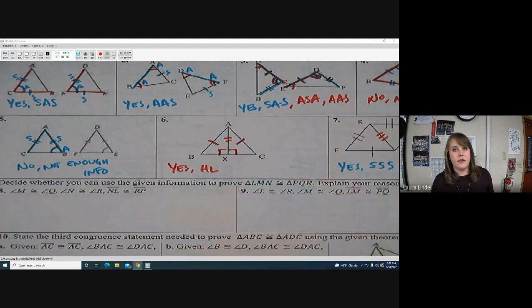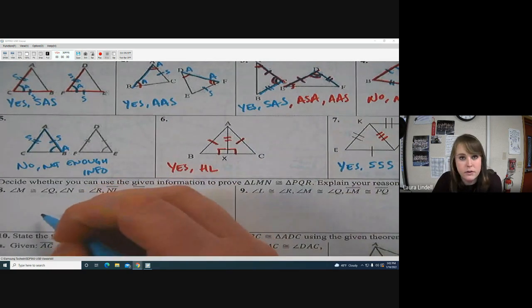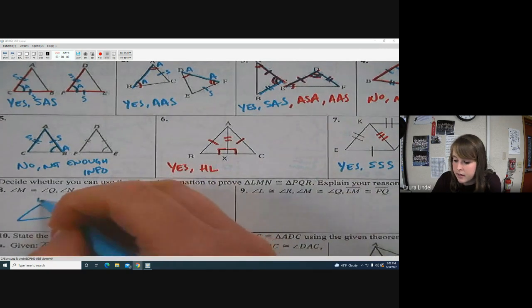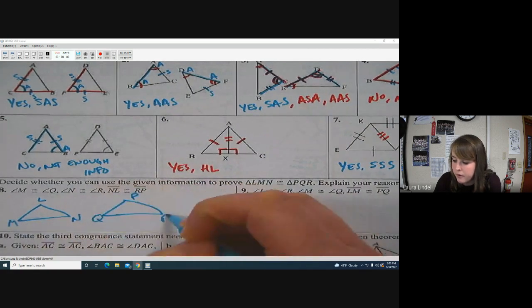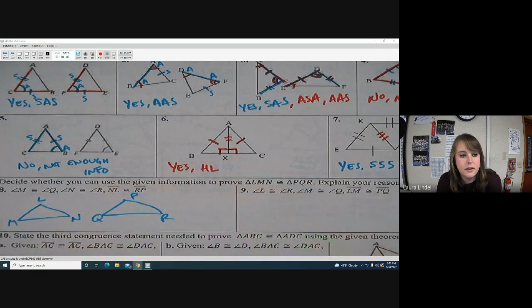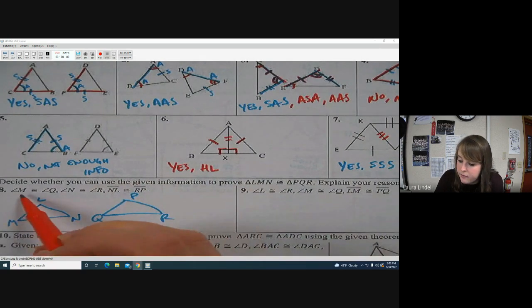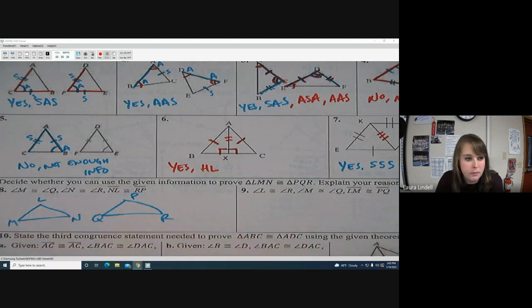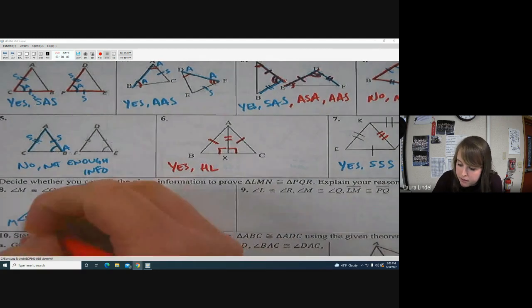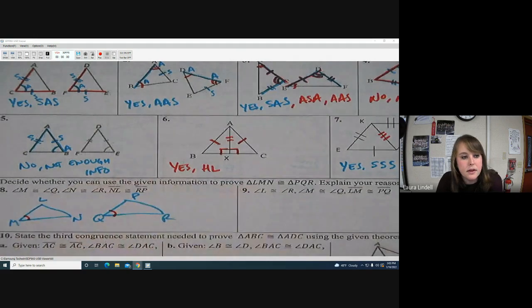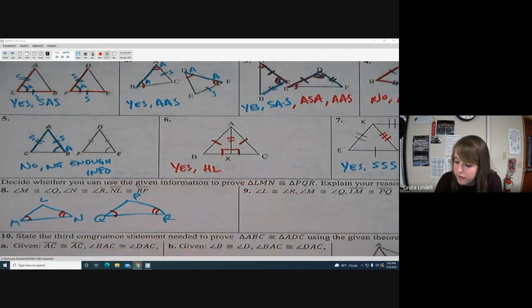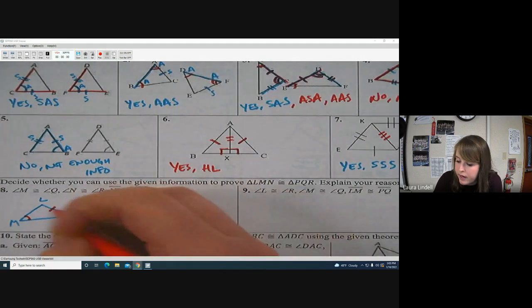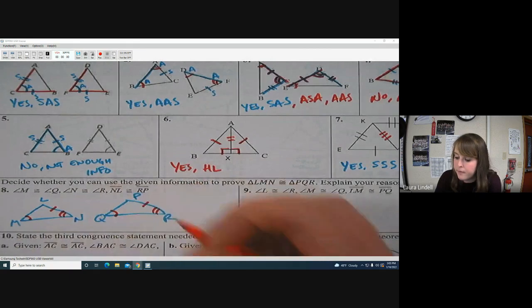And so in this case, if there is no picture, let's draw a picture. So it doesn't really matter what your triangles look like, as long as they are labeled LMN and PQR. Then we want to take this information down here and label in our picture. So we have to show that M is congruent to Q, and that N is congruent to R, and that NL, so this side, is congruent to RP, this side.